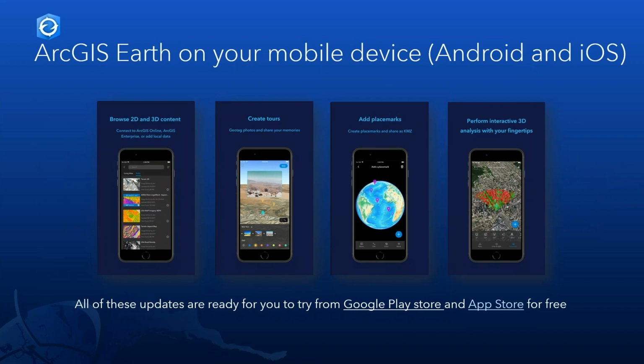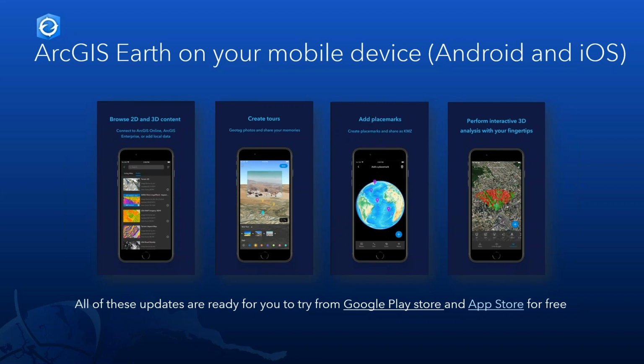So ArcGIS Earth is also available on your mobile devices. ArcGIS Earth Mobile extends the capabilities of the desktop version right to your fingertips, enabling the ability to visualize, analyze, and share data anytime, any place. Mobile users are able to browse 2D and 3D content and visualize right on the globe, add place marks and share KMZ files, perform all the same interactive 3D analysis, including point measurement, line of sight, and viewshed analysis that you can perform on the desktop.